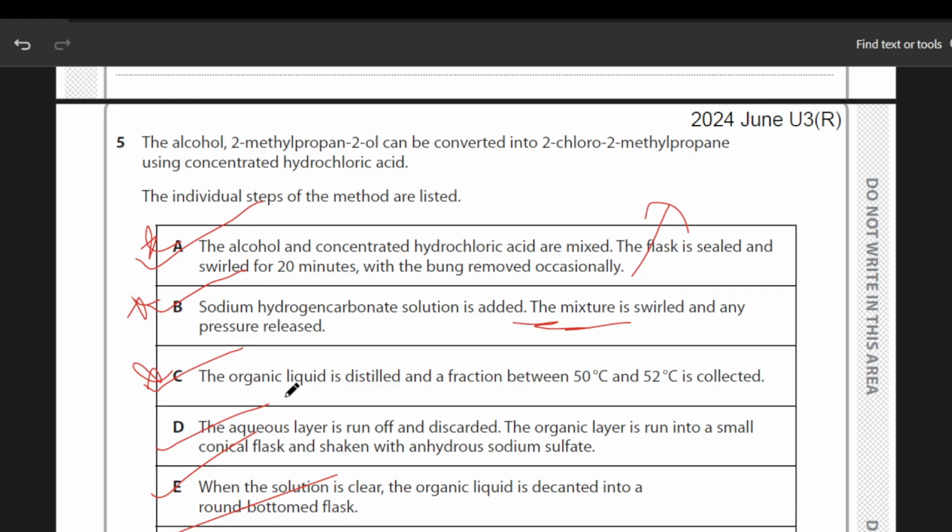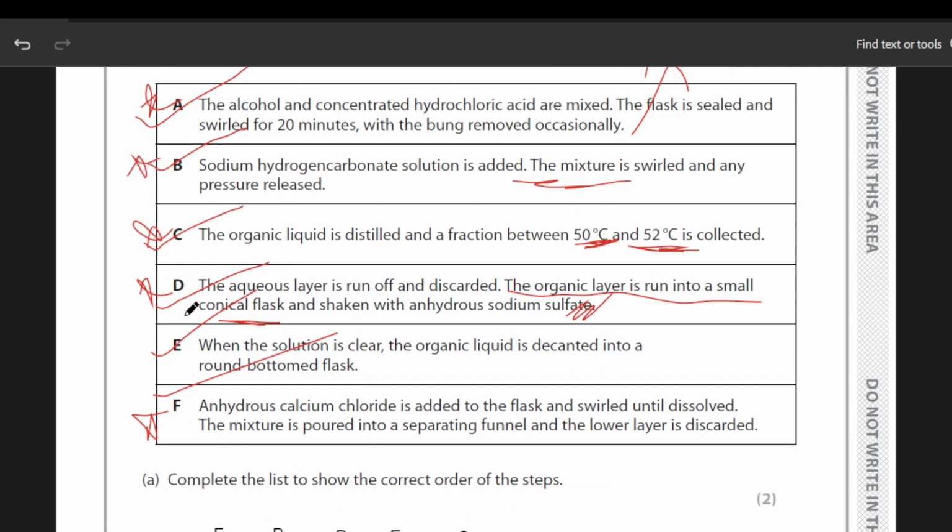The next one is that the organic liquid is distilled, and a fraction between 50 degrees Celsius and 52 degrees Celsius is collected. The aqueous layer is run off and discarded. The organic layer is run into a small conical flask and shaken with anhydrous sodium sulfate. Again, a drying agent is required in order to ensure that any water present inside the conical flask gets removed. And last, before we do this one, E, which is when the solution becomes clear, we make sure the organic liquid gets decanted into a round bottom flask. So that is the correct order of the steps.